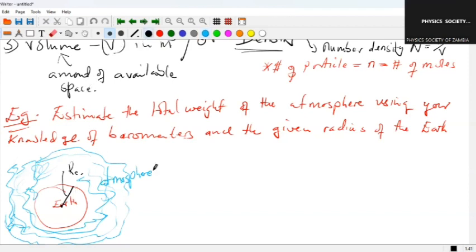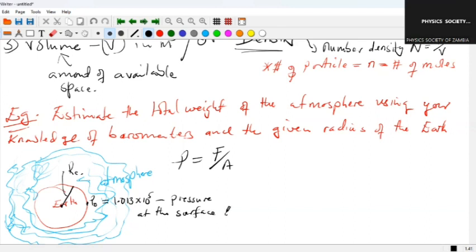Now, if you remember very well, pressure is given by force over area, and at the surface of the Earth we have atmospheric pressure, which is given by 1.013 times 10 to the power 5. Meaning the pressure at the surface of the Earth is known. The entire atmosphere is applying a force at the surface of the Earth. Therefore, at the surface of the Earth, atmospheric pressure is equal to force over area.